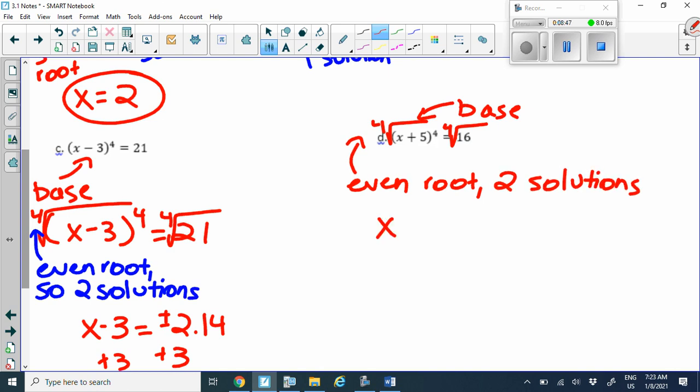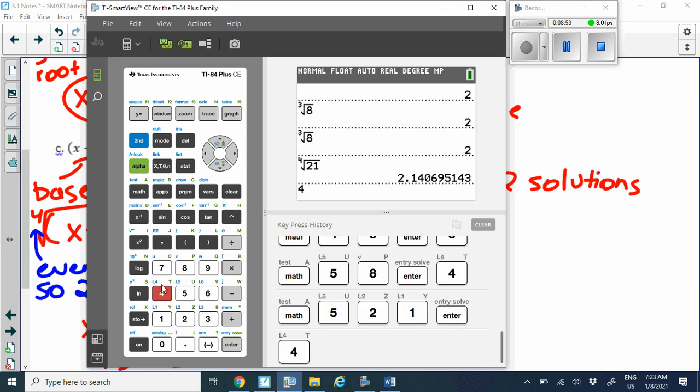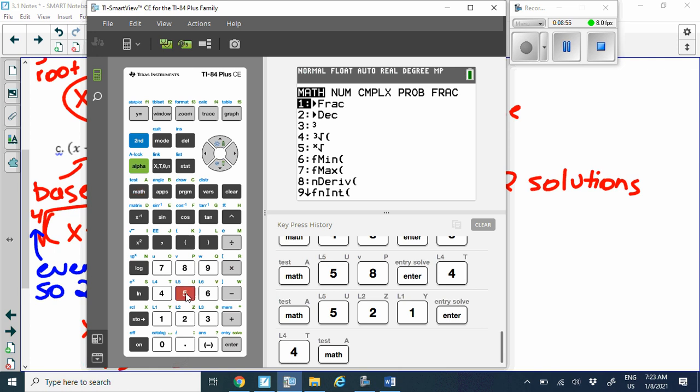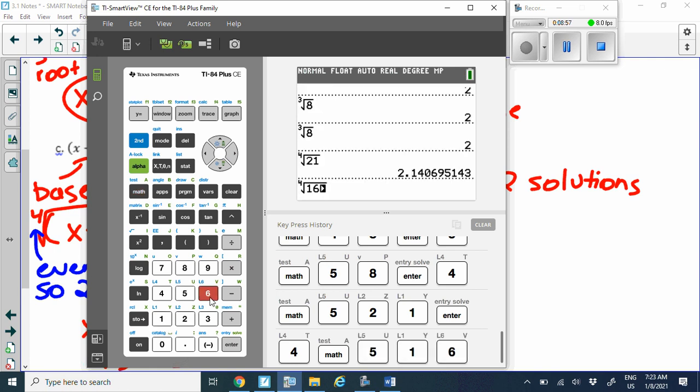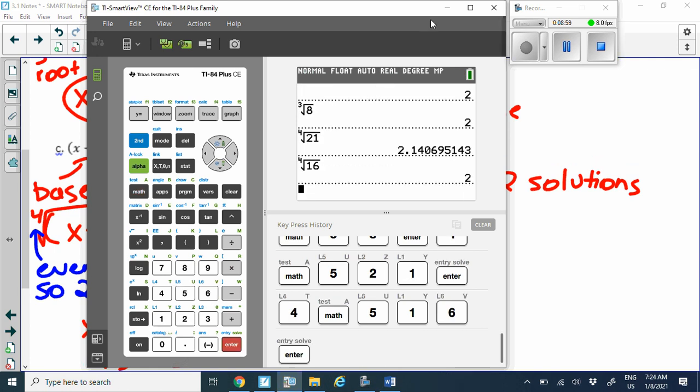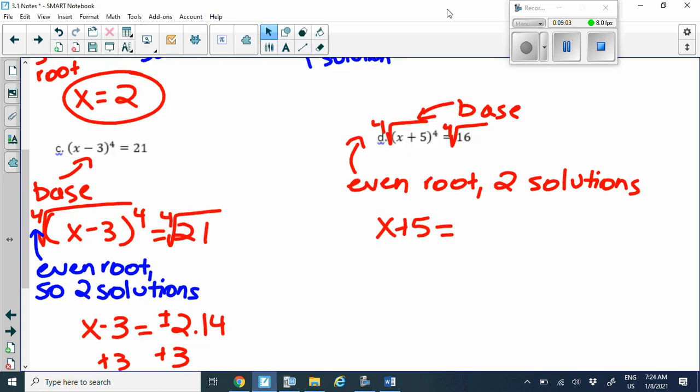So we get x plus 5 equals, let's take the fourth root of 16, plug that into our calculator. We go 4, math, and then it's going to be number 5, and we put 16. So 16 is a perfect fourth since we get a nice number, which is 2. Don't forget, because we're going to have 2 solutions, you need to put that plus minus, and you need to do it automatically. Don't do it at the end when you get your 2 solutions. You got to do it once you take the even root of that number.